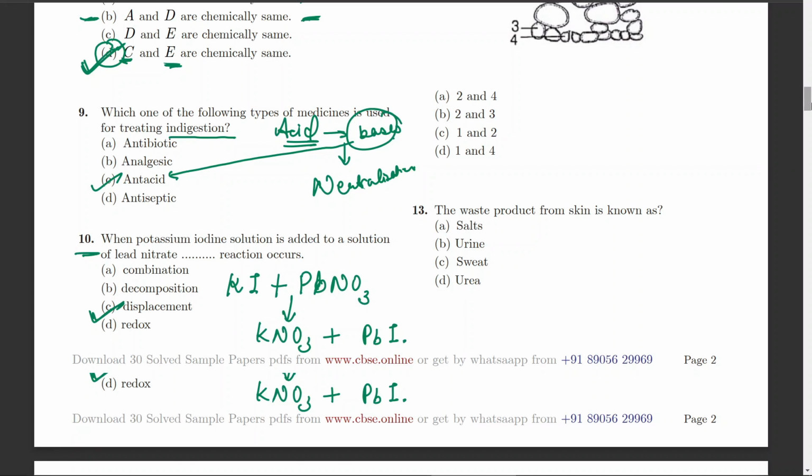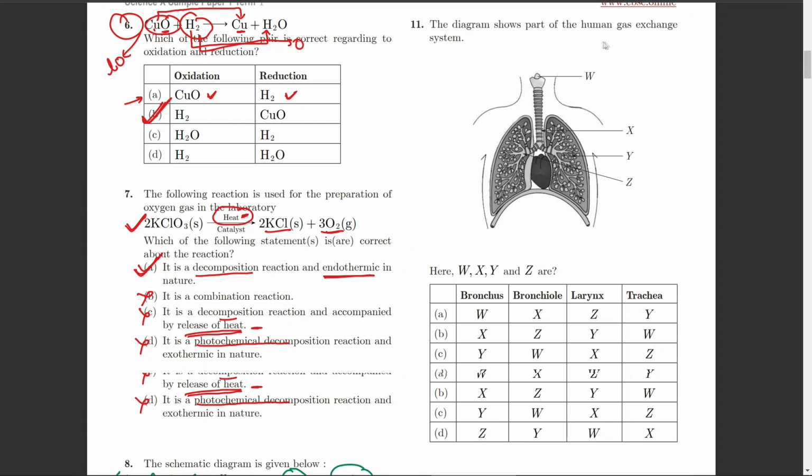Coming to question number 11. Question number 11 is, the diagram shows the part of the human gas exchange system. Here is the diagram given to you, respiratory system. Here W, X, Y and Z you have to tell which is which, right? So first of all, W is, you already know, here you have W, this is larynx, right? X, this is of course trachea. Y is bronchioles, and Z is bronchus.